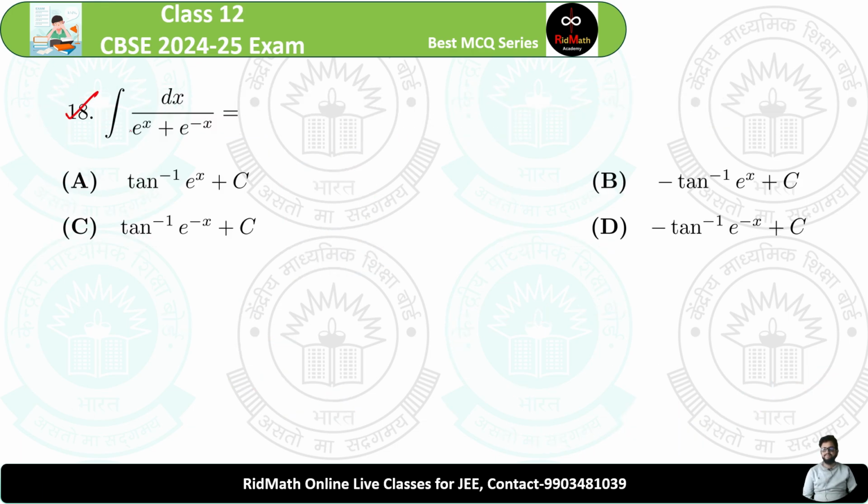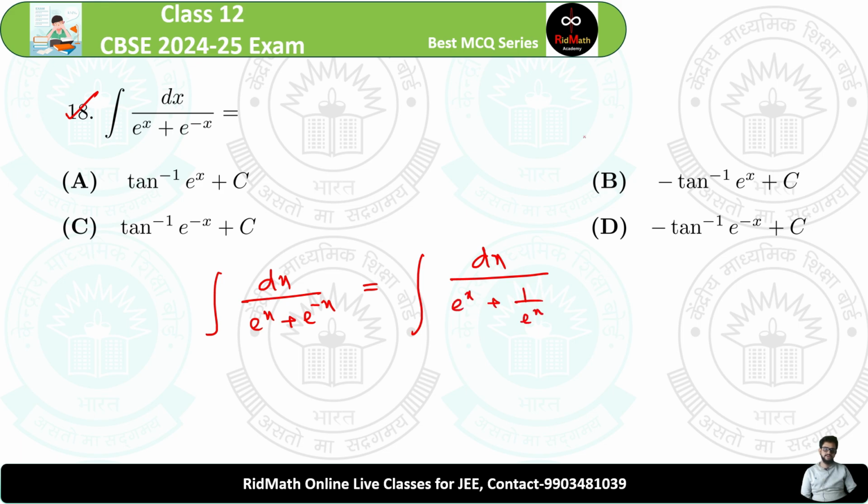Question number 18. Integration dx by e to the power x plus e to the power minus x. Now dx by e to the power x plus 1 by e to the power x, because x to the power minus 1 is equal to 1 by x. Now this is equal to dx by e to the power x plus 1 by e to the power x, sorry, e to the power x 2x.